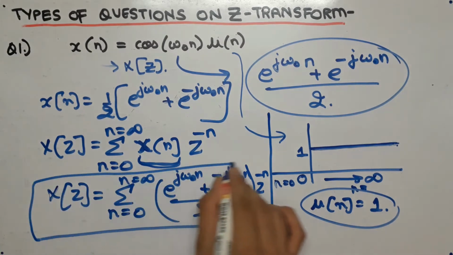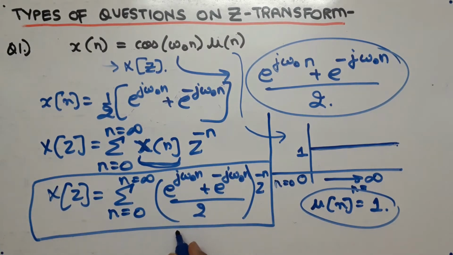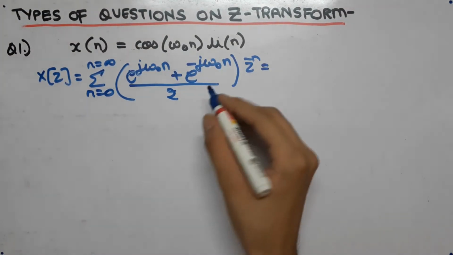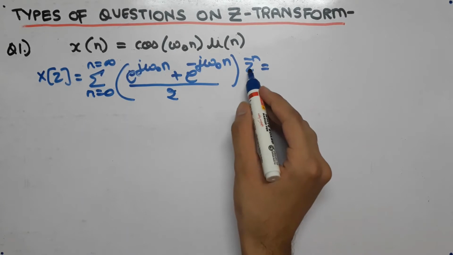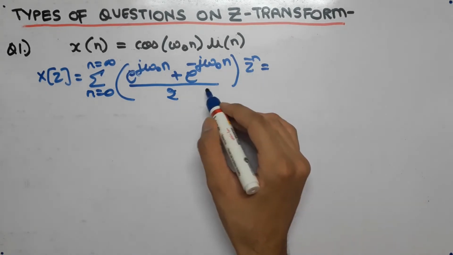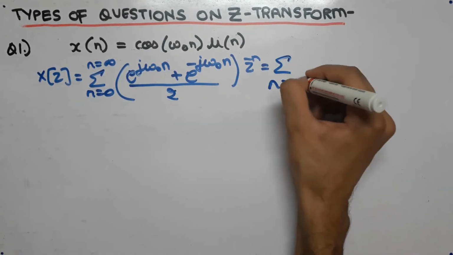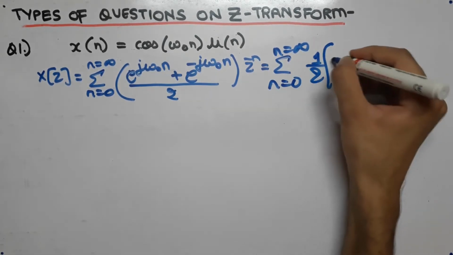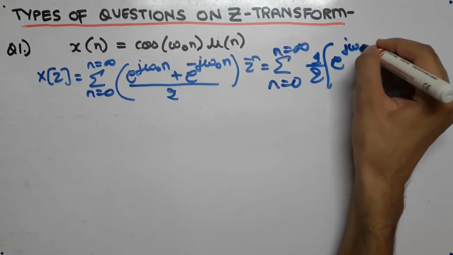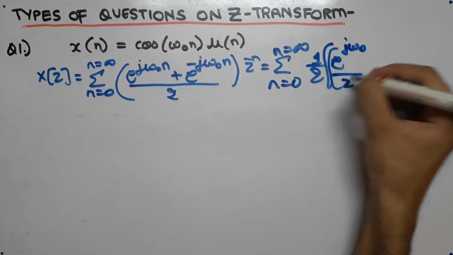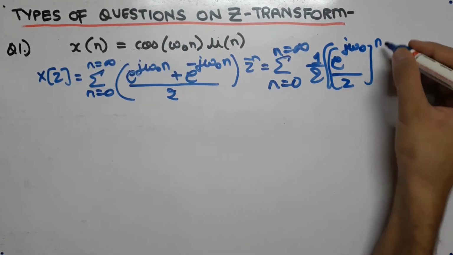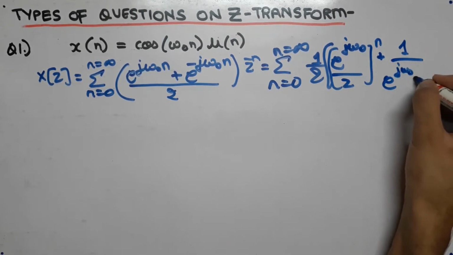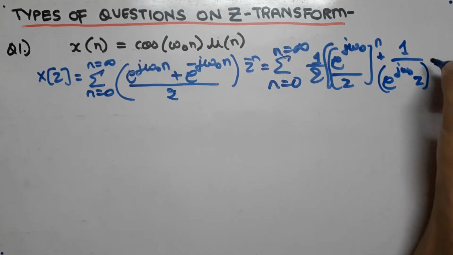Now guys, we will solve this equation further in order to find the value of X(z). Previously we got this equation, so now we will multiply z^(-n) into this, and on doing that you will get half into (e^(j omega naught)/z) whole to the power n, plus (1/(e^(j omega naught) z)) to the power n.